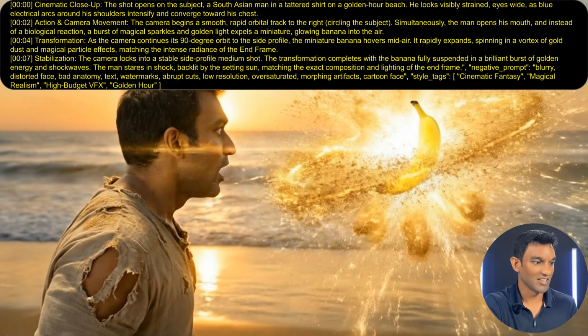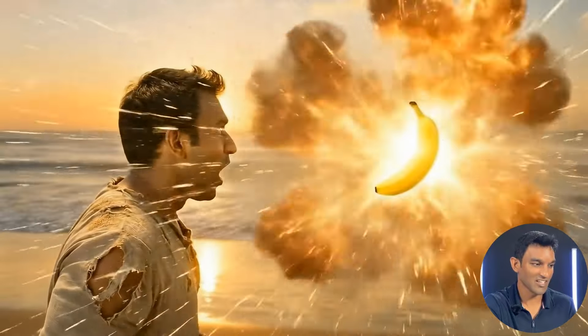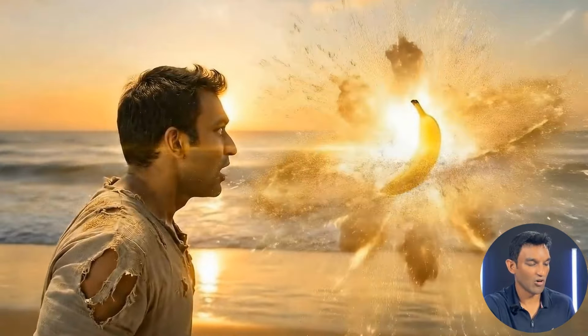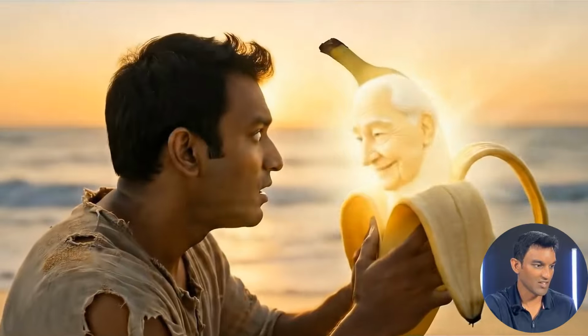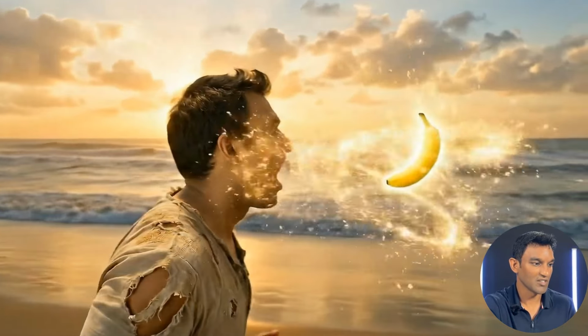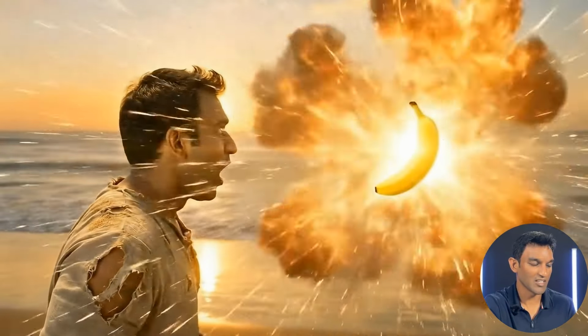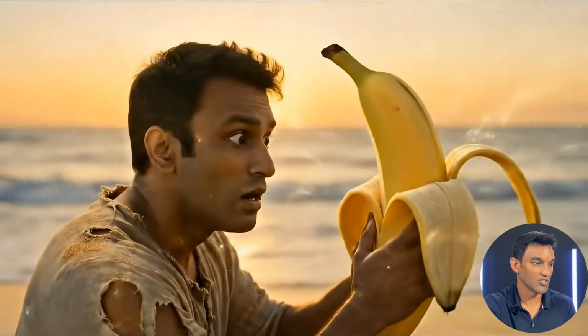Now the payoff. The Nano Banana he swallowed needs to come out. This is a complex VFX shot, a biological reaction turning into a magical character. I used a camera orbit to hide the morph. As the camera moves behind myself, the sparkles expand. By the time the camera hits the side profile, the genie banana is fully formed. The motion blur of the camera helps blend the transition perfectly. This is how you hide AI hallucinations. You turn them into magic particles.